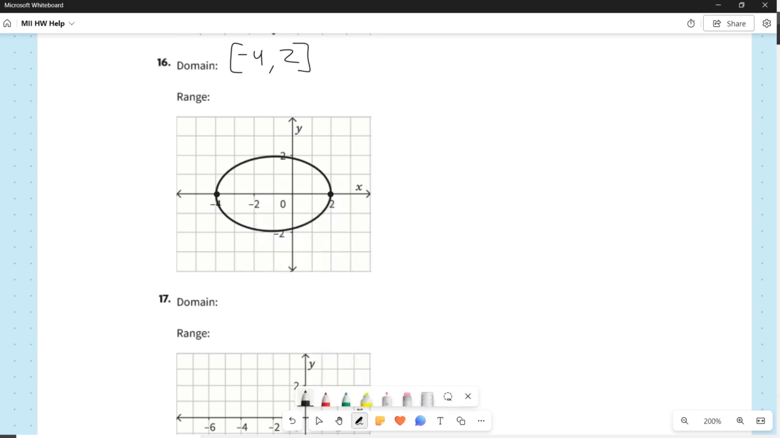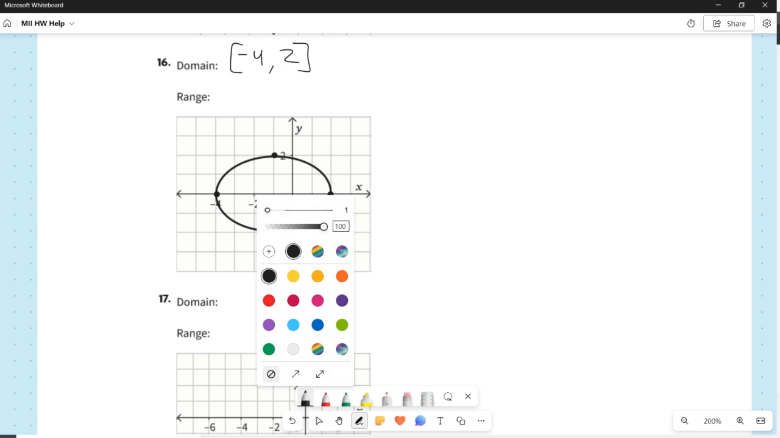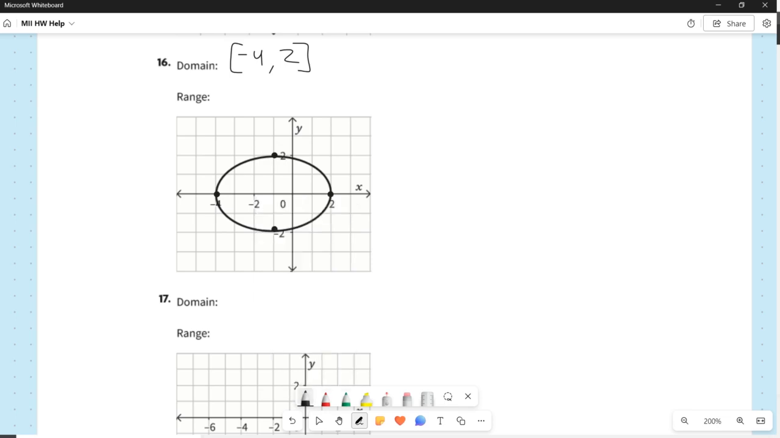So for our range, our lowest y value appears to be right there, which looks like it's -2, and our greatest y value appears to be right there, which is +2. And so our lower bound for the range was -2. Our upper bound for the range was +2. It does include the -2, so we're going to use a square bracket. It does include the +2, so we're going to use a square bracket. So our domain is open bracket -4, 2, close bracket, and our range is open bracket -2, 2, close bracket.